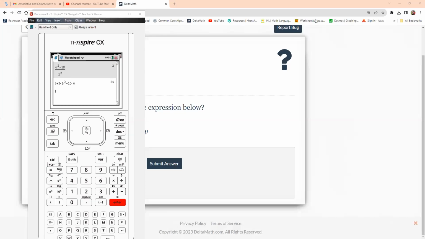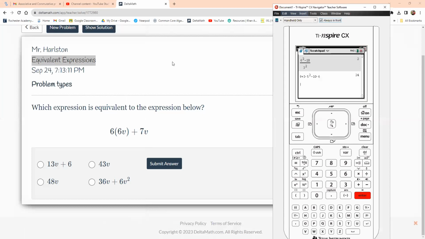Hey guys, this is Mr. H. I just did a few examples of equivalent expressions without the TI-Nspire. Now I'm going to do some with the TI-Nspire.